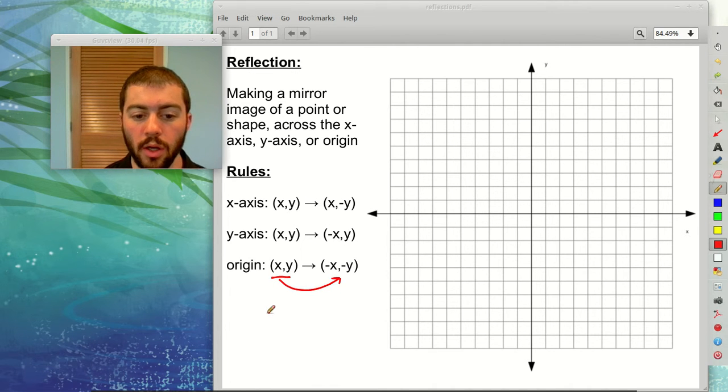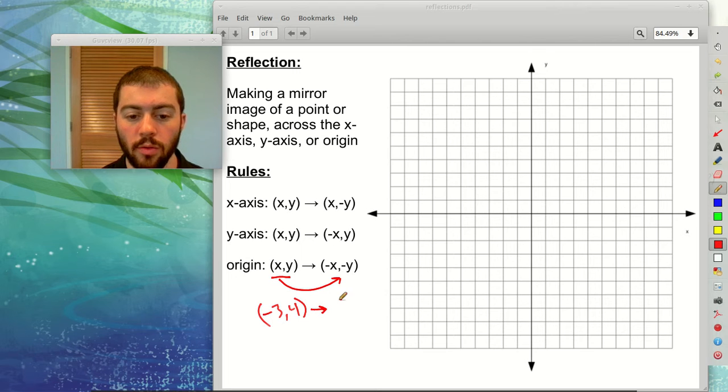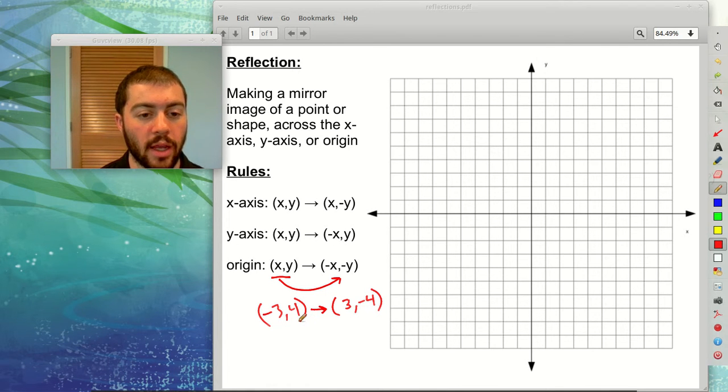So again, if we took, let's say, -3, 4 as our point, and we applied a reflection over the origin to that point, we would then have a point 3, -4. Right, so if the x-coordinate is positive, you make it negative. If it's negative, you make it positive. Same thing for the y-coordinate. All right, so we negated both of these by changing their sign.